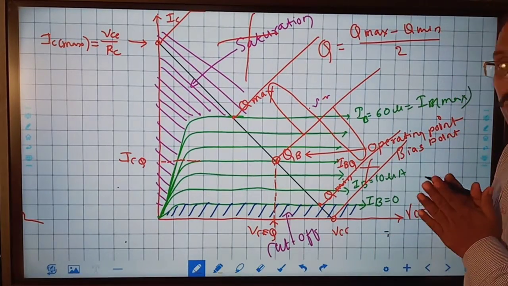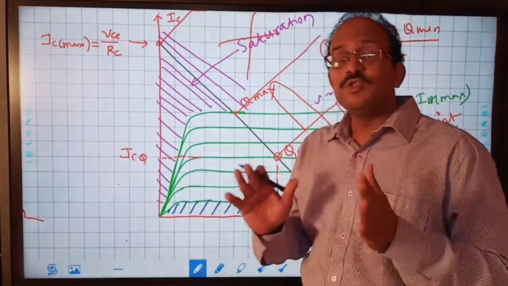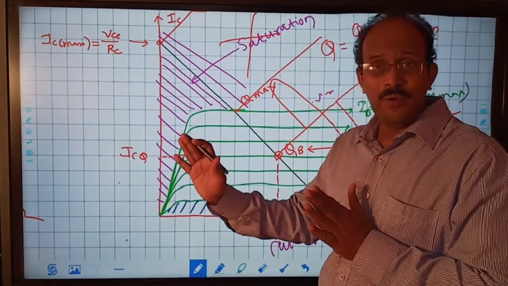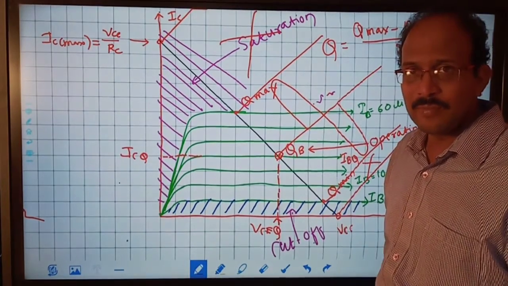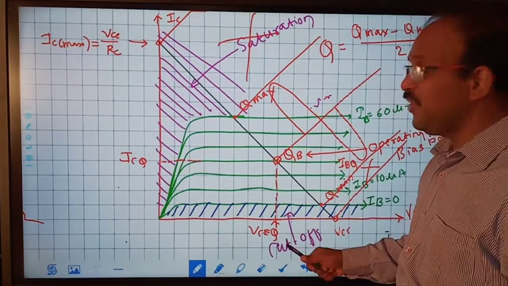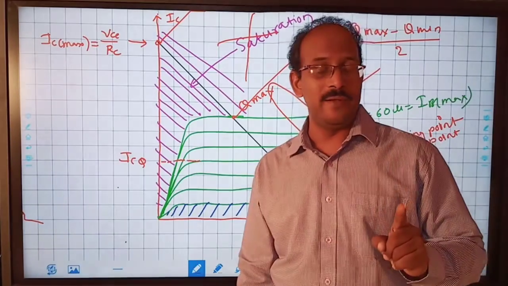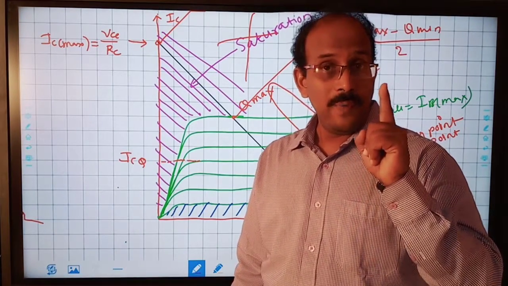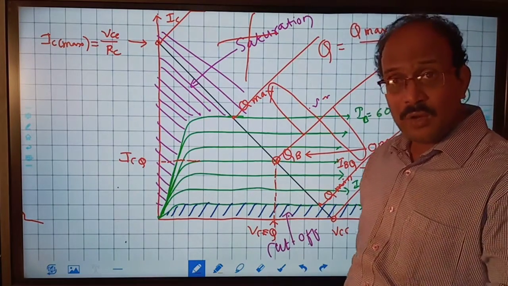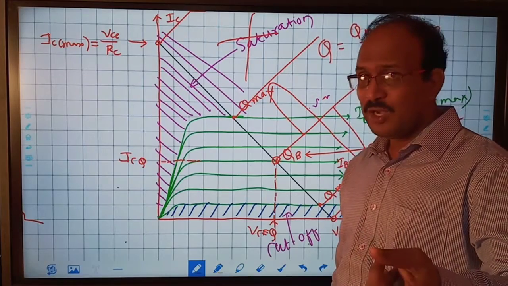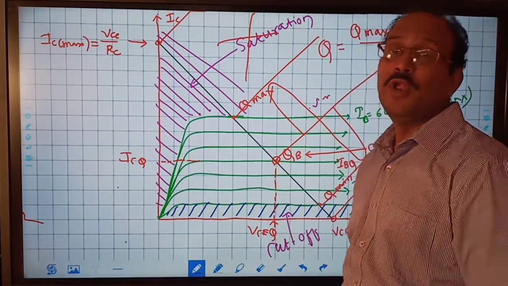Now, when everything is settled, suppose I ask what the Q point is. When there is no input, the battery will take the Q point to the center. The value of IC and VCE without application of input is called the Q point. I repeat: the value of IC and VCE without any input. I'm not saying without biasing. Without any input is called the operating point.